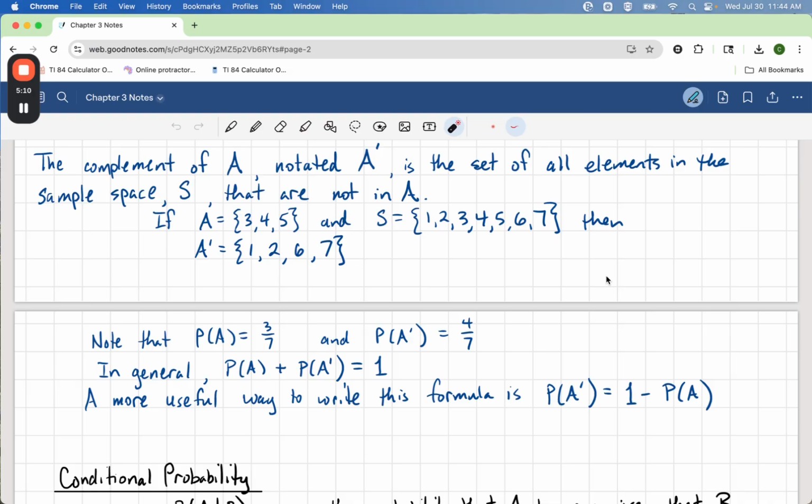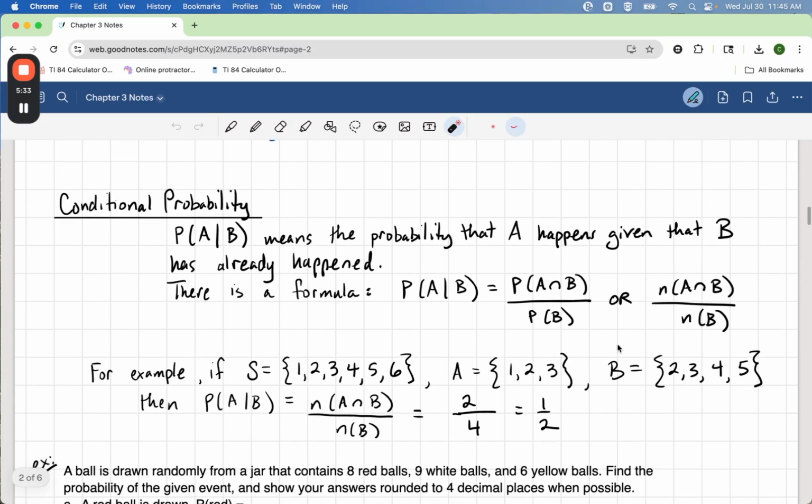Because what if I ask you, what's the probability that you pick at least one green M&M out of a bag? So it's going to be much easier to calculate the probability of picking 0 green M&Ms. And then you could just take that probability, subtract it from 1. Then you'd have the probability of at least one green M&M. Alrighty? Conditional probability.